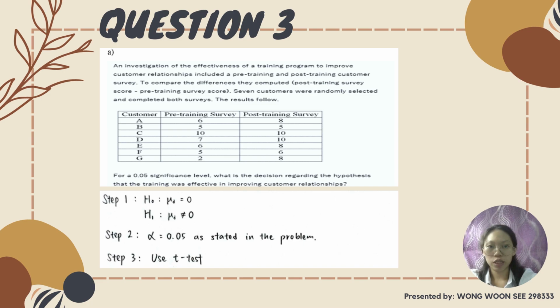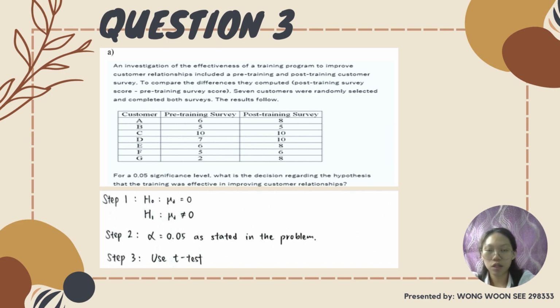First, the question already gave the sample size, which is 7 for each training survey, and this shows that it is a dependent sample. To answer this question, we can use the 5-step hypothesis testing. Step 1, alternate hypothesis, which is mean difference not equal to 0, and null hypothesis, which is mean difference equal to 0. This is because the last sentence states the hypothesis that the training was effective in improving customer relationship. Means it has an effect on customer relationships, so the alternate hypothesis is mean difference not equal to 0.